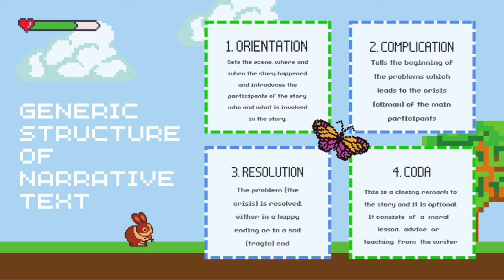And then the second one is complication. It tells the beginning of the problem which leads to the crisis or climax of the main participant. And then the third one, resolution. The problem or the crisis is resolved either in a happy ending or in a sad, tragic end.